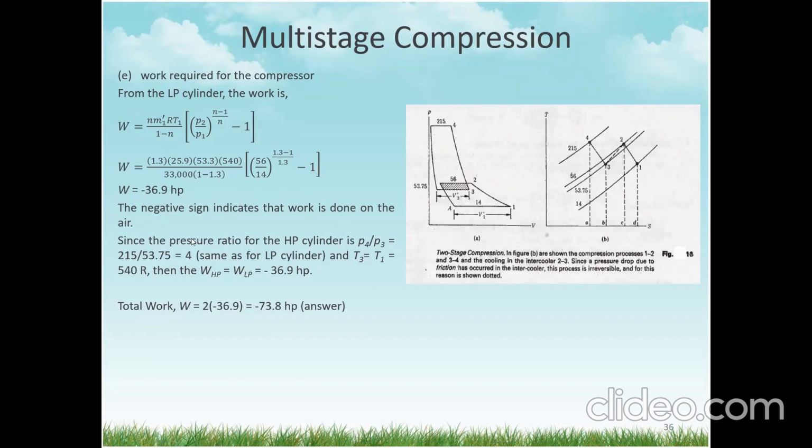Since the pressure ratio for this stage, P4 over P3, is 215 over 53.75, the same as for the LP cylinder, and T3 is equal to T1, 540 R, then W_HP is equal to W_LP, which is negative 36.9 HP. So the total work is 2 times negative 36.9, which is negative 73.9 horsepower. So this is now your answer.